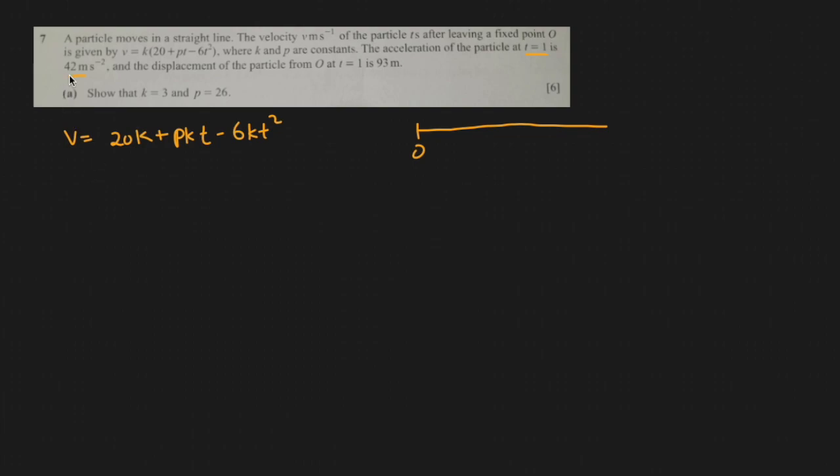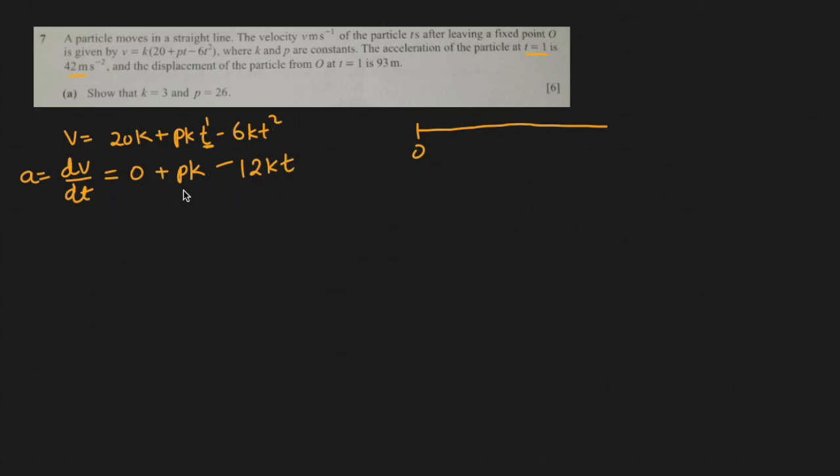Anyways, so acceleration is the rate of change of velocity with respect to time. So we'll just differentiate it with respect to time. There's no time in the first term, so 0. There is t to the power 1, so pk will be the differentiation of this, because t to the power 0 is 1, so there's no need to write t anymore. Minus 2 times 6, 12, k, t, and 2 minus 1 is 1, so we don't write it.